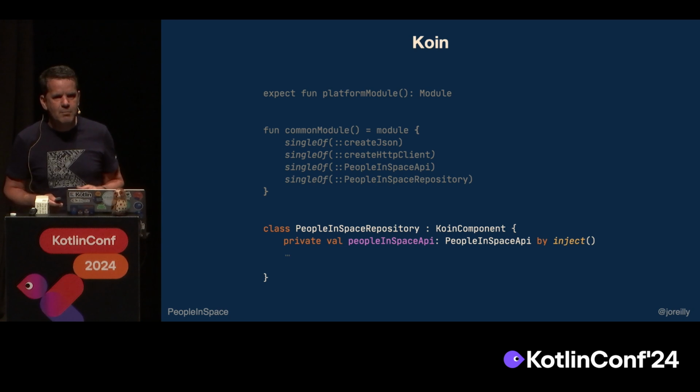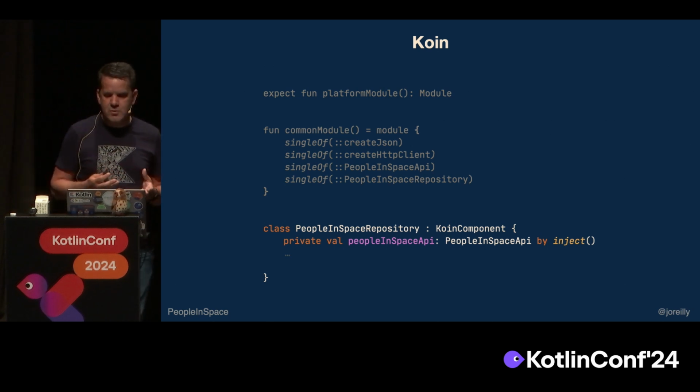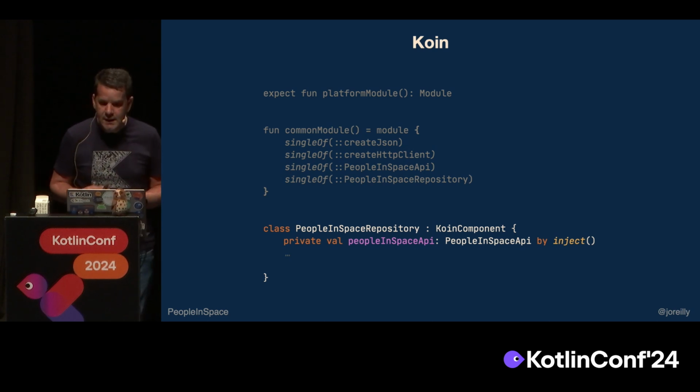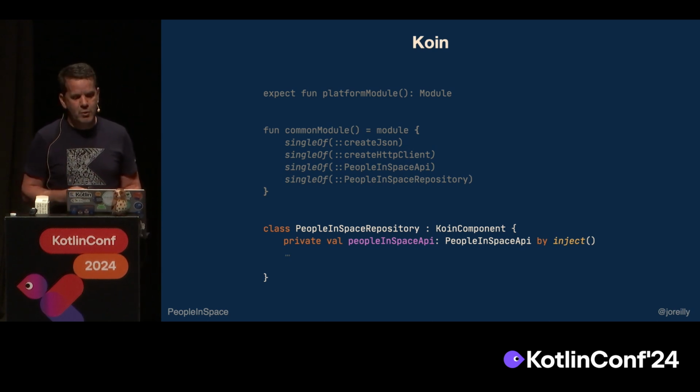I'm also showing here an example of injecting the People in Space API dependency into the repository class. In this project, we're instantiating that repository class directly from Swift. So using KoinComponent, which allows us to inject dependencies using the approach shown here. In a project where a view model, for example, is shared, then that repository instance would typically be injected into the constructor of the view model, and we wouldn't need to use KoinComponent for this class.